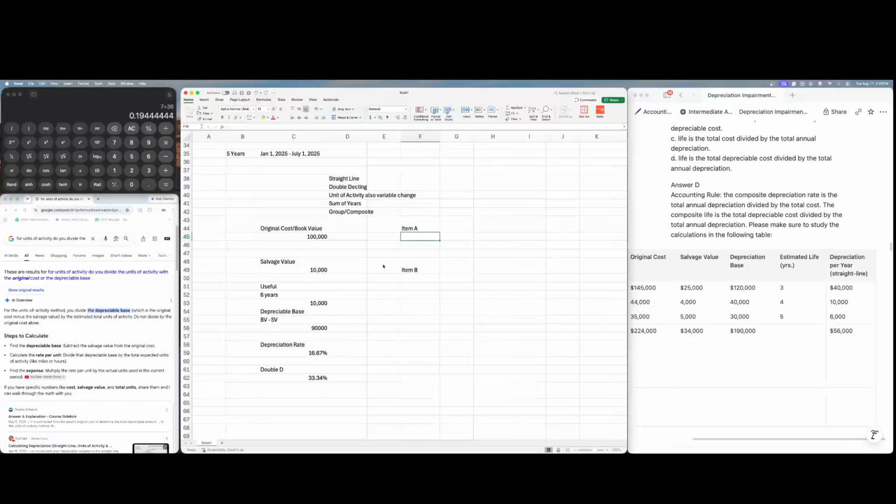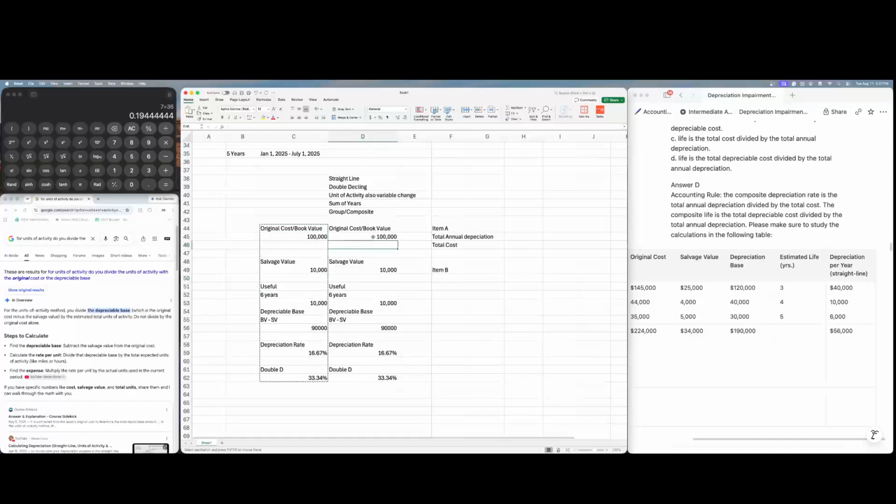To calculate the depreciation rate, you would take total annual depreciation, divide that by total cost. You have to use straight line to calculate this. So for example, let's say you have these 2 items here. Let's say the original value for this is 70,000. The salvage value for this is 65,000.